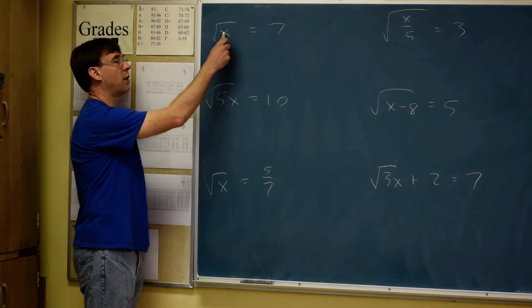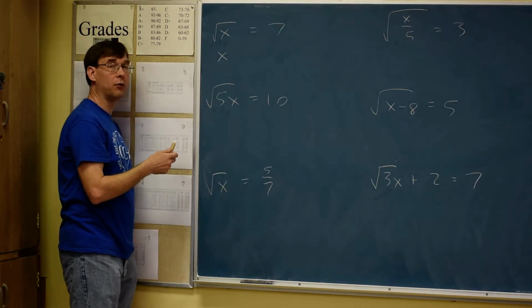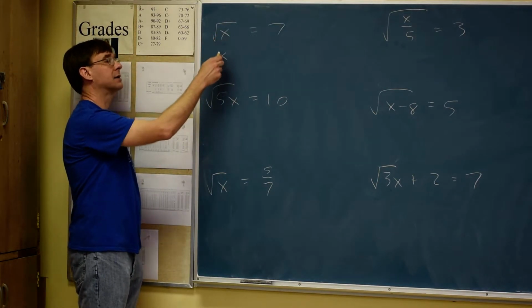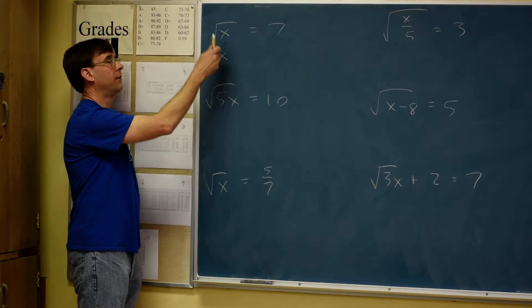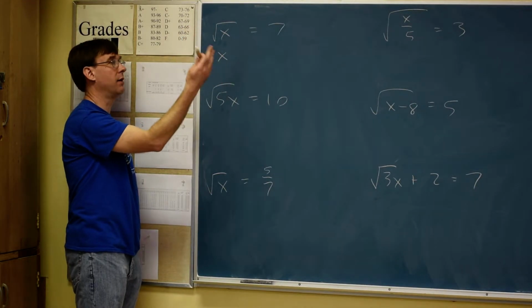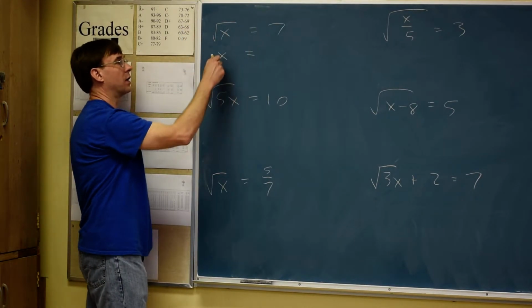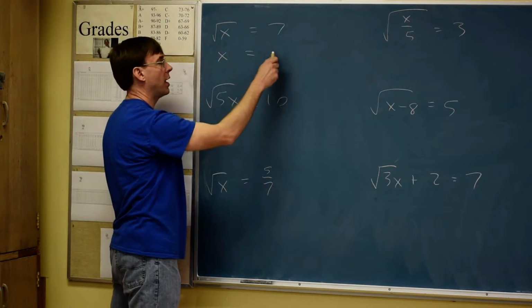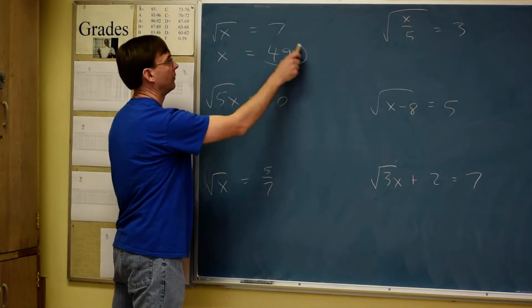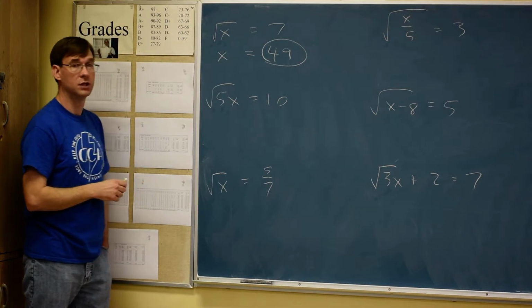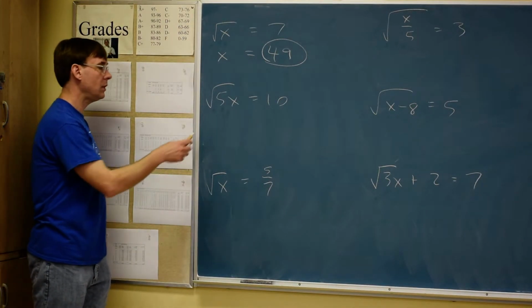If you square a square root, it just writes you down the radicand. We're just going to copy the x underneath there, that's called the radicand, and the root sign gets eliminated, because squaring kills roots. If we're going to square this side, we have to square that side. And 49 is it for that one.